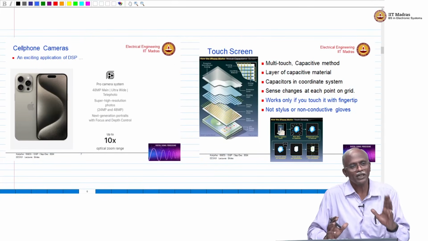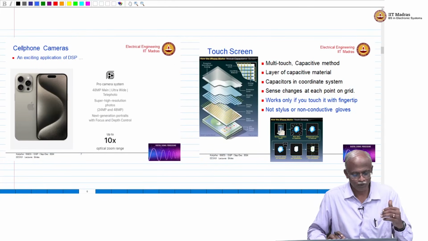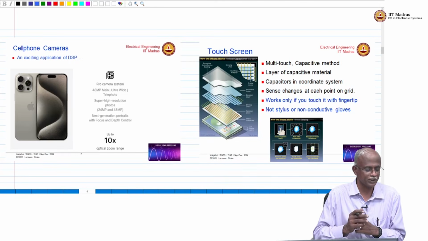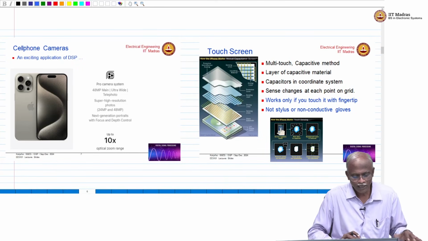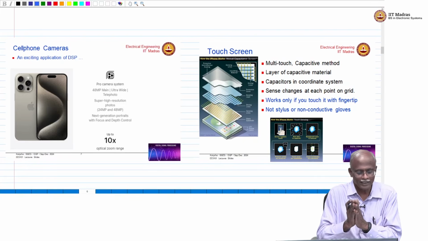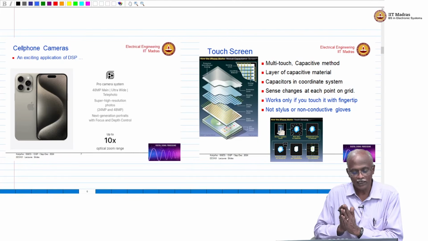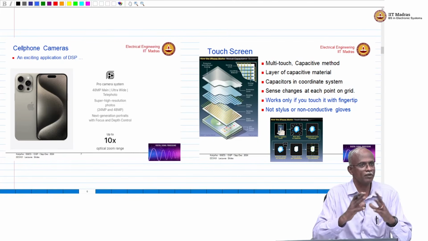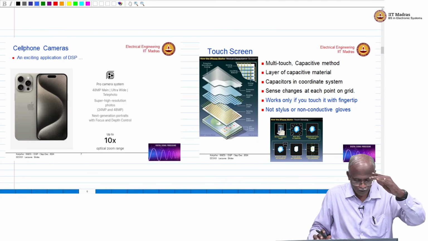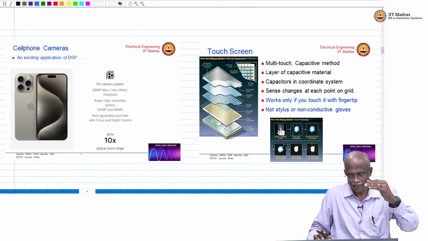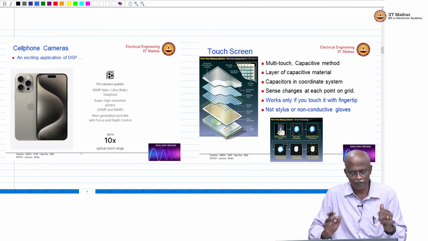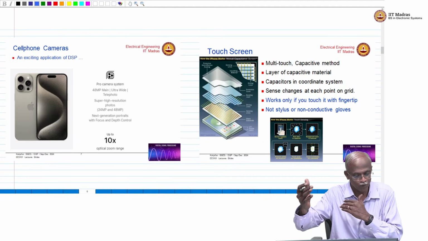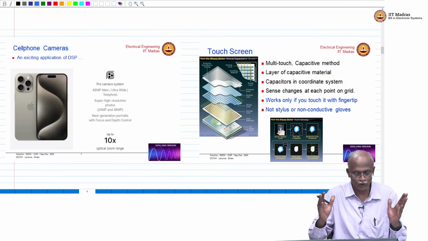So, as a particular example within today's cell phone, if you were to look at where signal processing is coming into play, take the latest iPhone for example. It has one of the most sophisticated cameras among cell phones. If you were to look at the specifications, it has a 48 megapixel main camera, it has ultra wide mode, it has a telephoto mode, it has got a 10x optical zoom.